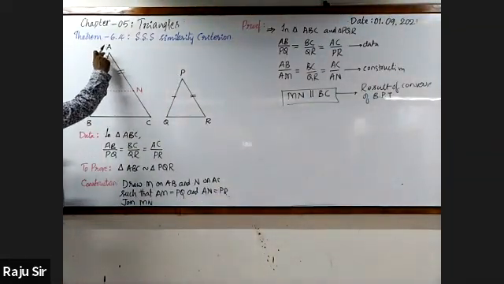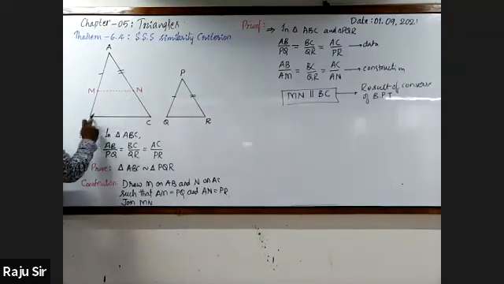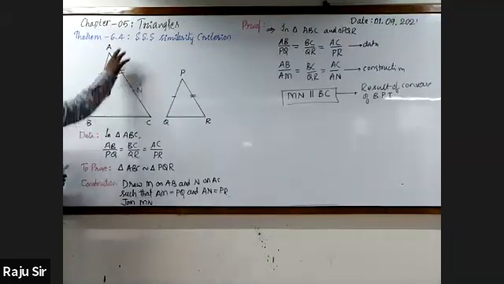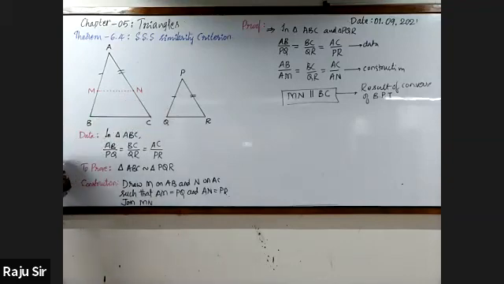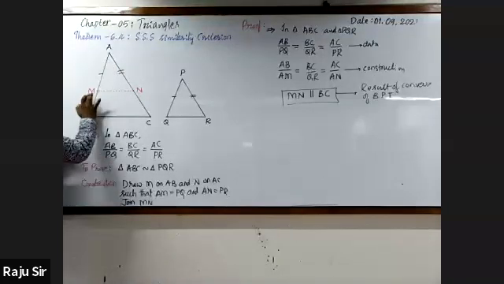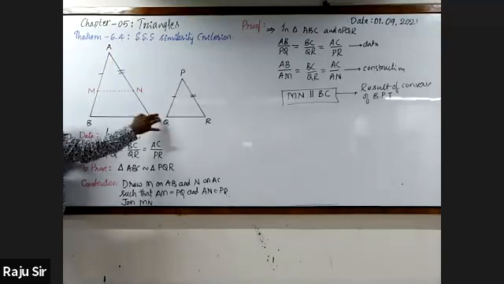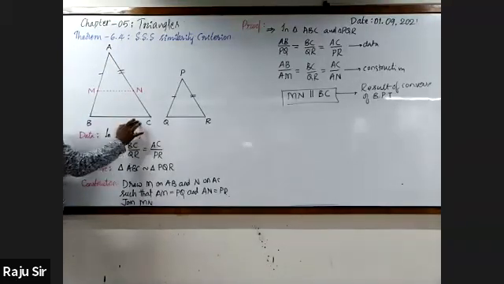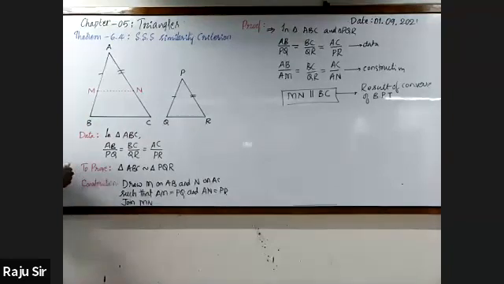As MN is parallel to BC, we can use three different results. They are AM by MB is equal to AN by NC. It is one thing. Next, we can write AM by AB equal to AN by AC equal to MN by BC, result of BPT. Not only that, even MB by AB, NC by AC.